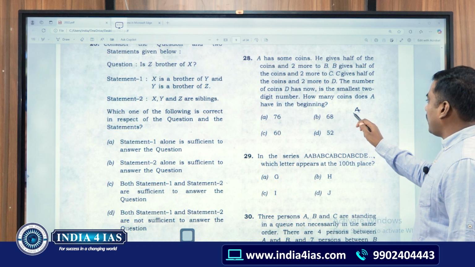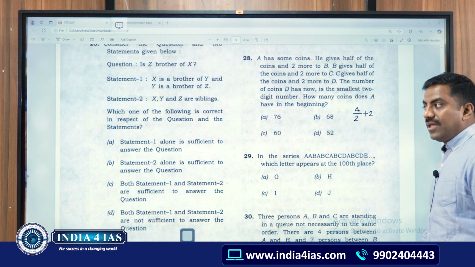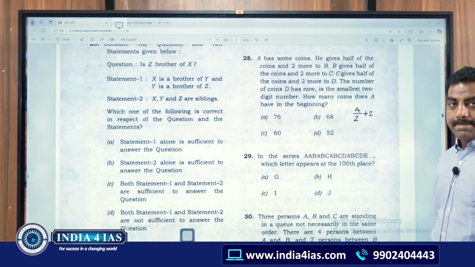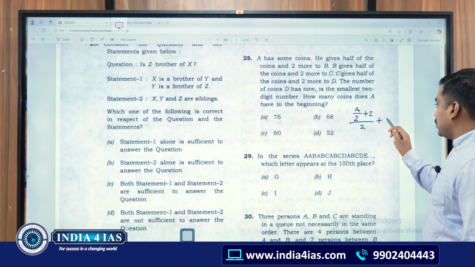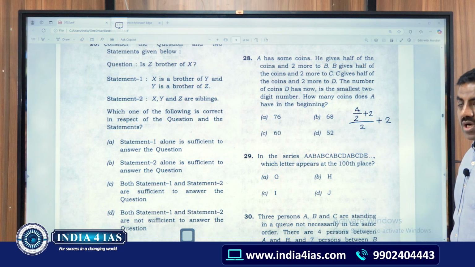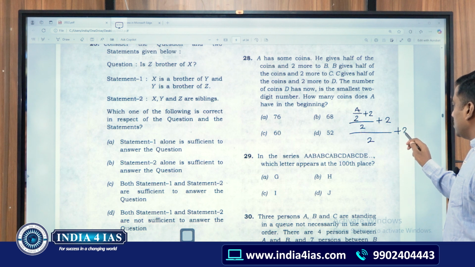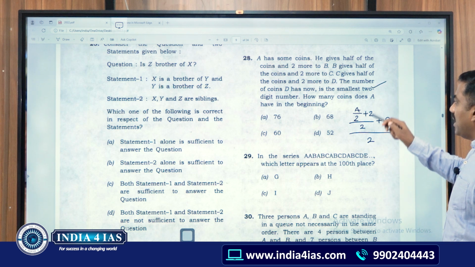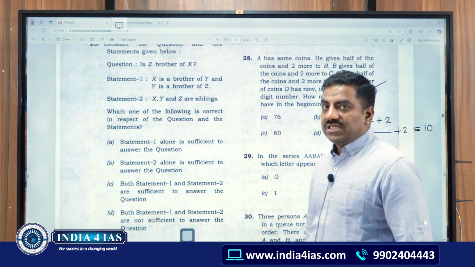and he gives half of the coins and 2 more to B. Now, this is what B has. Now, B gives half of what he has and plus 2 to C. This is what C has now. Now, this is divided by 2 plus 2. This is what D has now. It is the smallest 2-digit number. The smallest 2-digit number is 10. So, this is the operation.